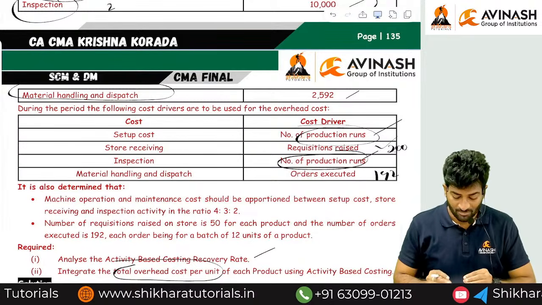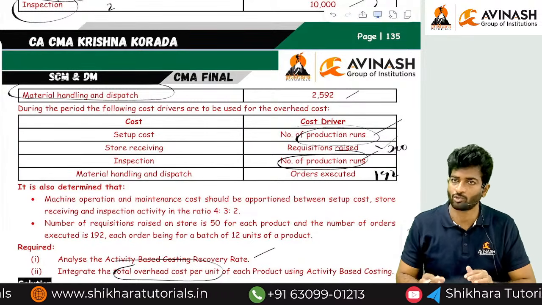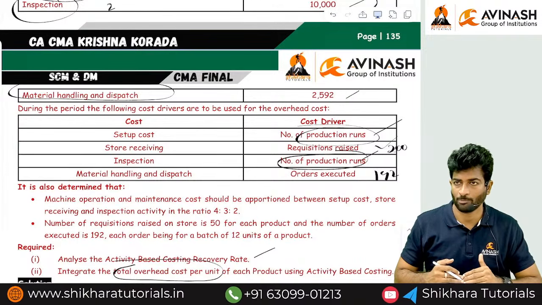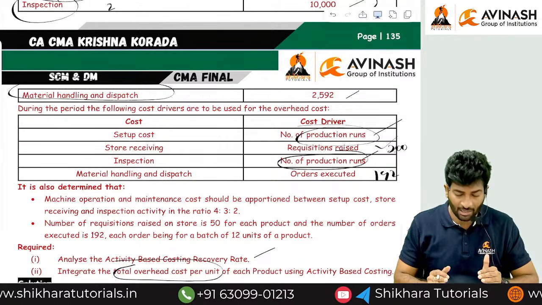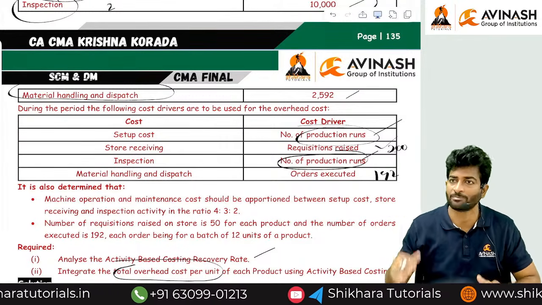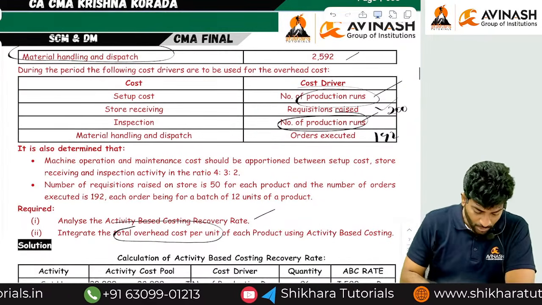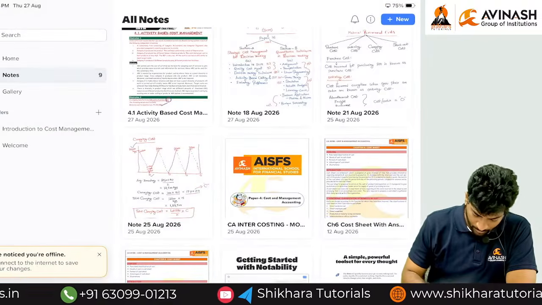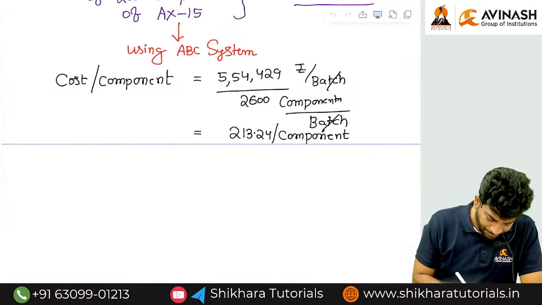Read the question and just simplify it. Try to calculate some numbers here and there so that when you are solving the problem, you won't forget a few things. Like, don't start your solution without allocating machine operation and maintenance expenses to the remaining three. So you should be very careful. My solution, question number 8, right?